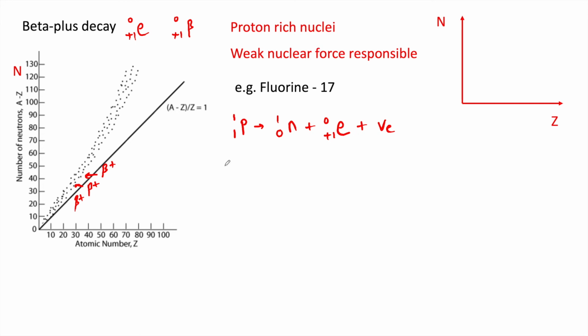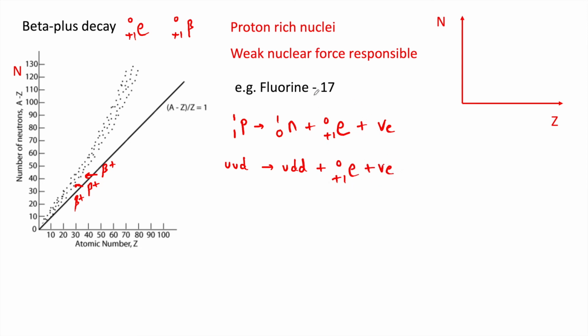Again, we can write that in terms of quarks. So we've got an up, up, down makes a proton, and an up quark changed into a down quark, which changes it into a neutron. It emits a positron and a lepton neutrino.